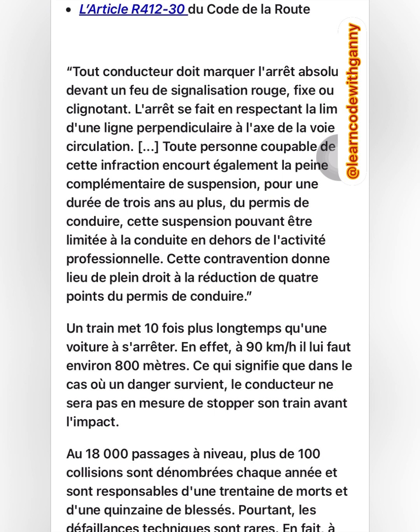Okay, it takes longer for a train to stop than a car. Indeed, at 90 kilometers per hour, it takes about 800 meters. That means that in the event of danger, the driver will not be able to stop his train before the impact. So if you are caught in the middle of the railway, the driver of a train will not be able to stop his train. Then the accident will have happened.